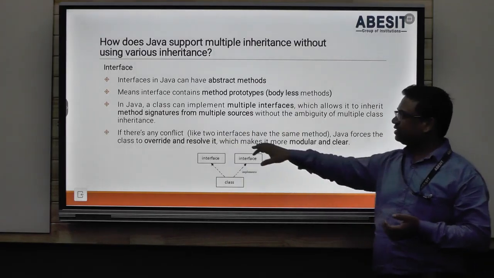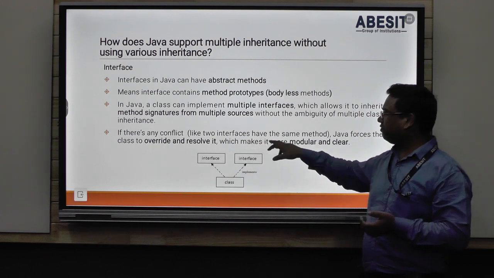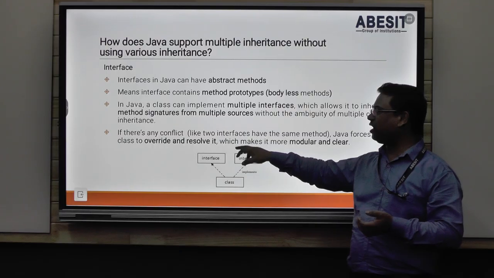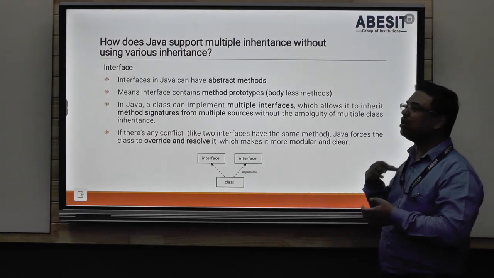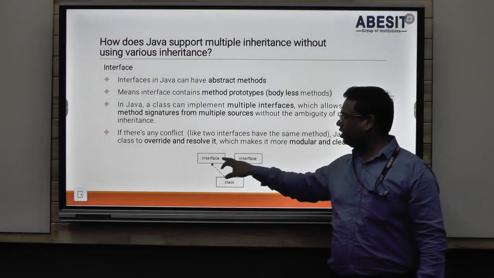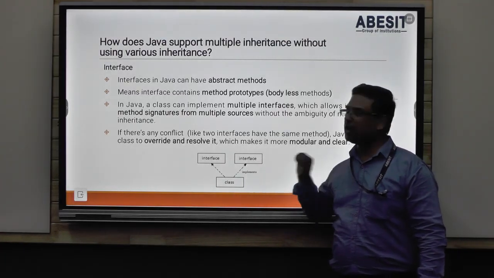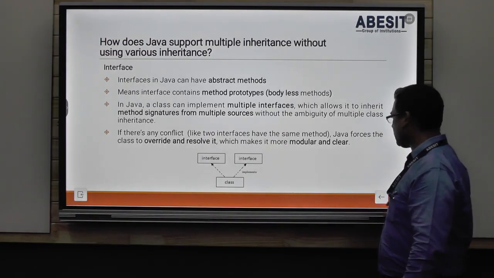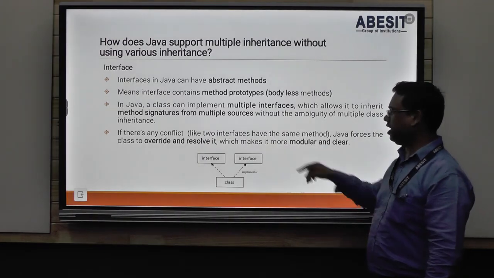Okay, if there is any conflict, like two interfaces have the same methods, Java forces the class to override and resolve it, which makes it more modular and clear. As an example, two interfaces are implemented in a single class. That's the simple example of multiple inheritance support in Java via the interface.